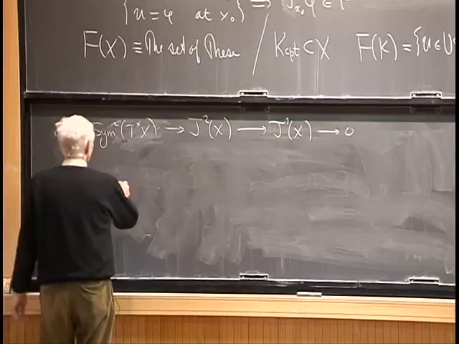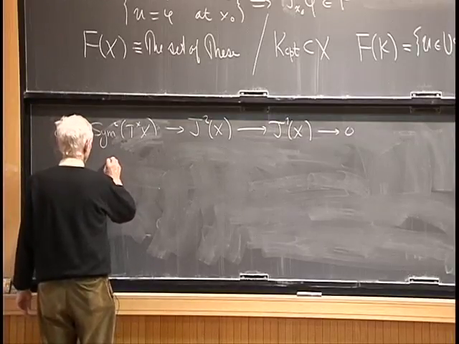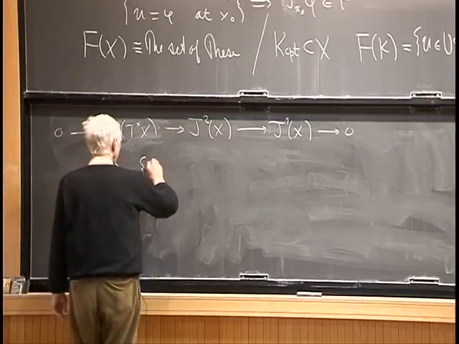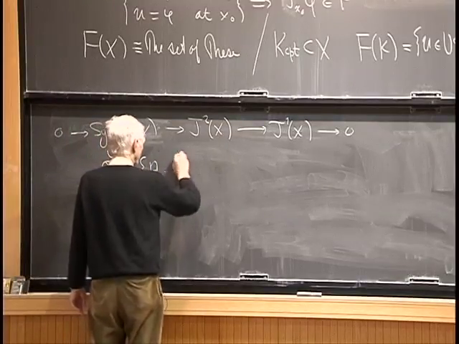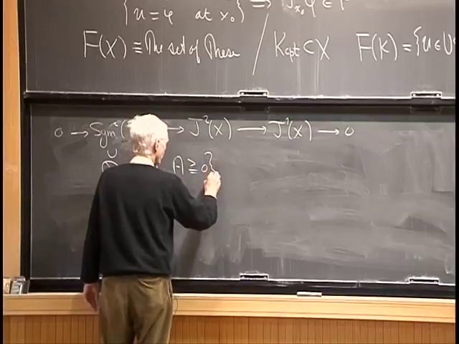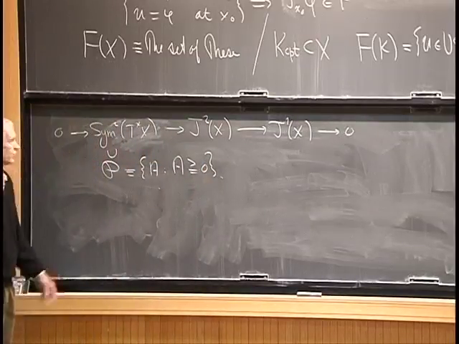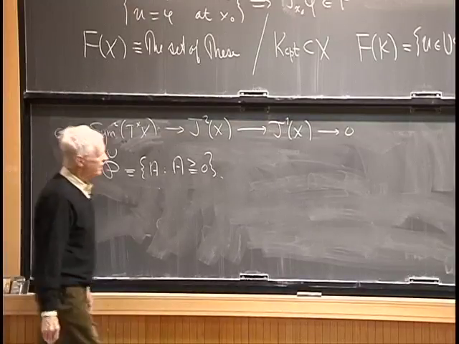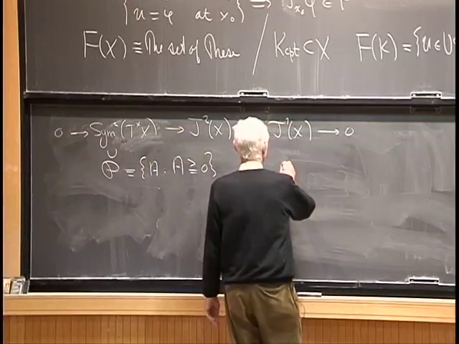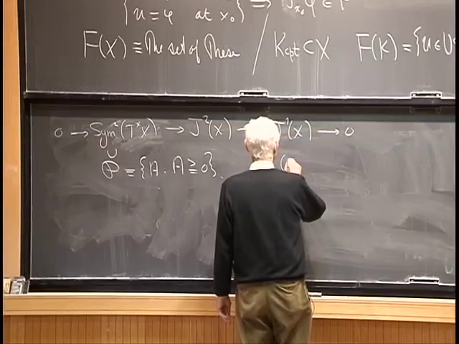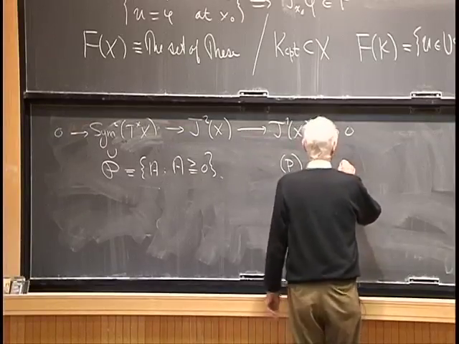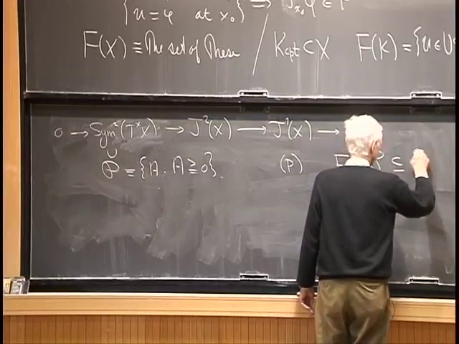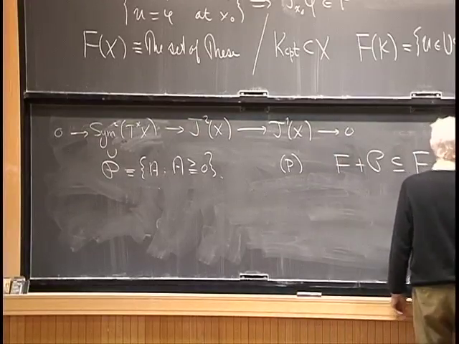And now, in here, there's a natural subset, and this is simply equal to those guys in here which are greater than or equal to zero. These are quadratic forms, so that makes sense. It's a quadratic form on the tangent space. Okay, and now the condition that I want, I'll call this condition P, is that F plus P be contained in F. This is called the positivity condition.